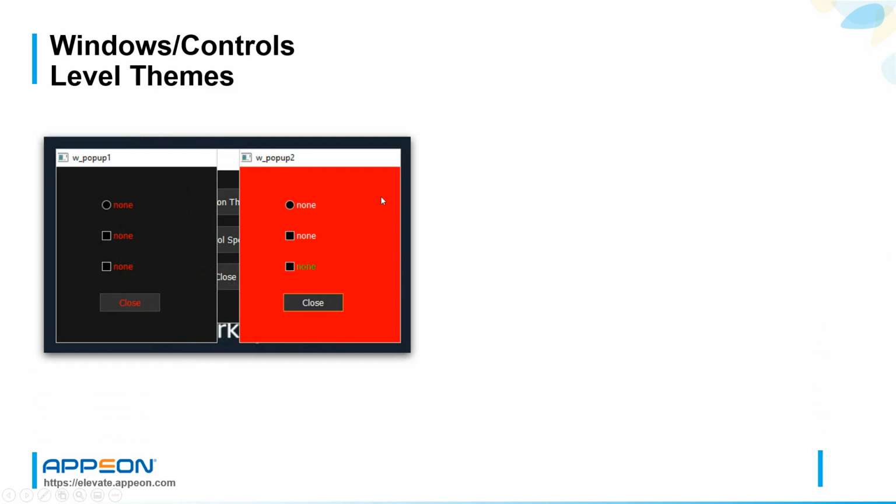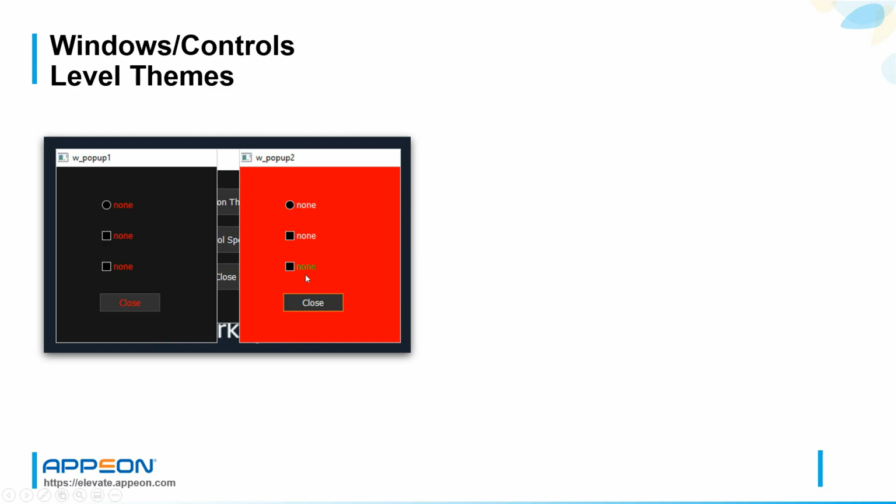And yeah, this is what it ends up looking like. So in window pop-up 1, I said the text on the radio button, the checkboxes, and the command button were all going to be red. In this window, I didn't specify anything for control level, so it took the default. This is a dark theme, so the text is actually white. So this is default white, default white, default white from the application level JSON file.